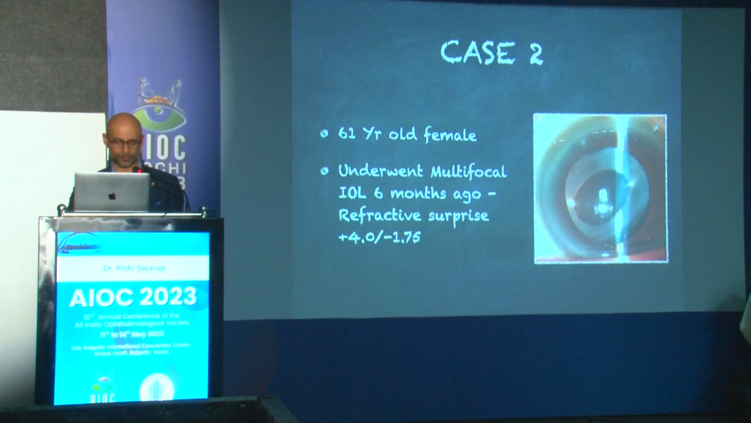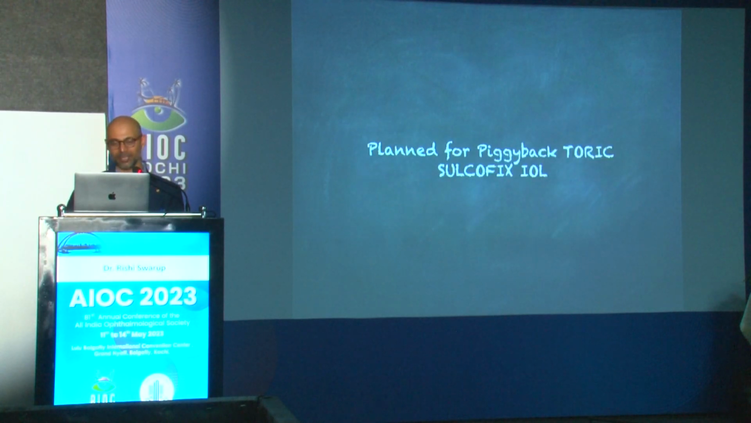Do a good wash. This was another patient, 61-year-old, underwent multifocal lens 6 months ago. Refractive surprise was like this, quite bad. Very unhappy patient. Cylinder as well as spherical error. It was like a mixed astigmatism. And so she was planned for a piggyback toric sulcofix lens.